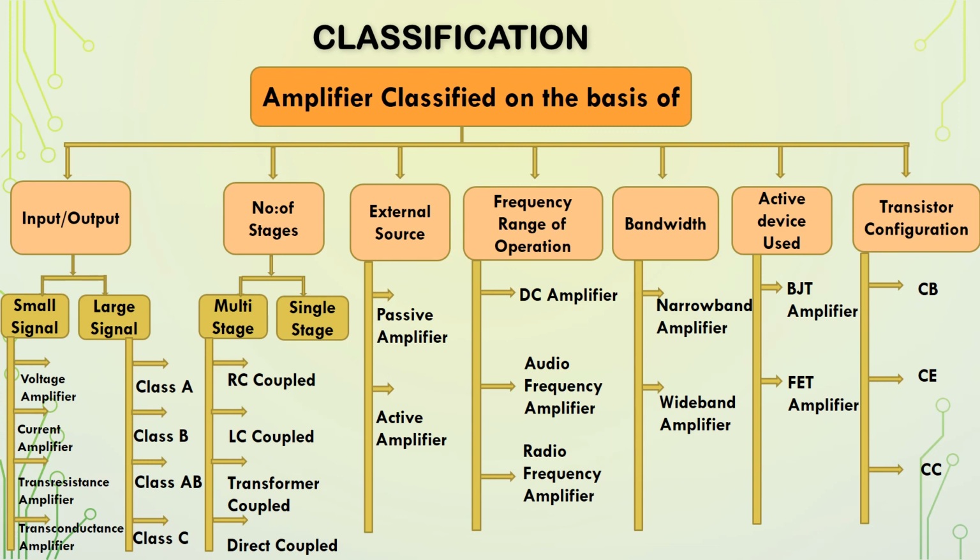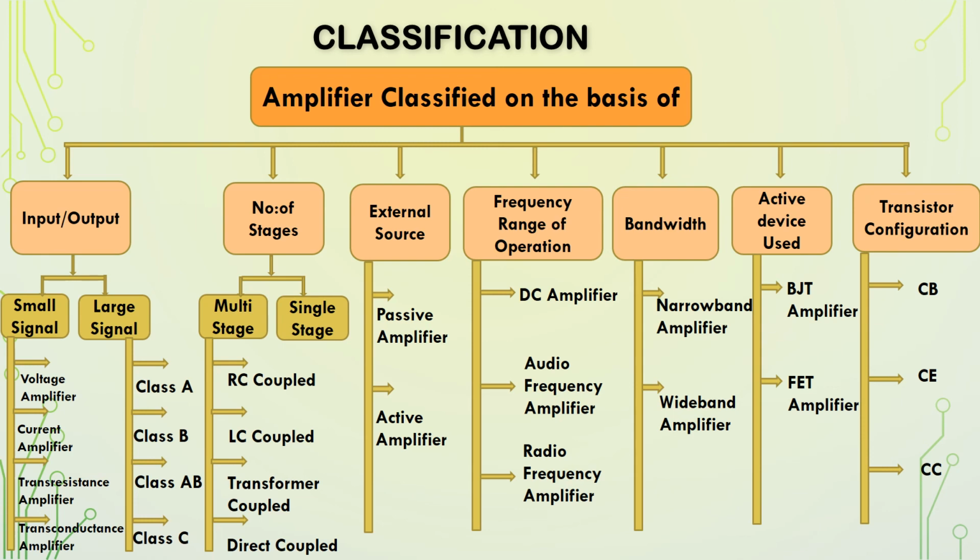Next classification is based on the bandwidth. We have narrow band amplifier and wide band amplifier. Narrow band amplifiers are mainly the RF amplifiers and wide band amplifiers are video amplifiers. And next classification is based on the active device used in the particular circuit. We have BJT amplifier and FET amplifier. In a BJT amplifier, a bipolar junction transistor is used for the amplification, and in a FET amplifier, field effect transistors are used in the circuit.